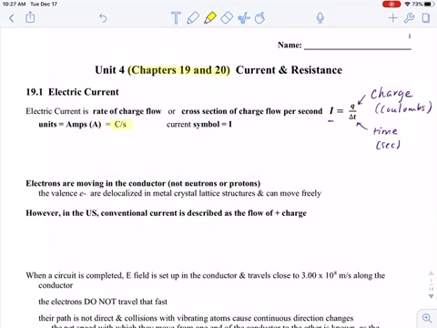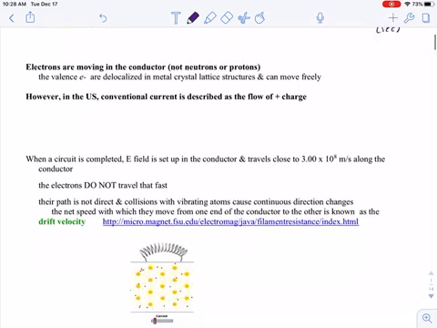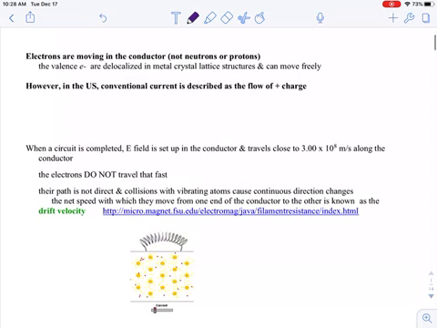Ampere was a French physicist. And the unit that we choose for coulombs per second is called an amp in the U.S. Again, the symbol for current is an I. Sometimes that can be a little confusing because people think of C for current, but it's I for current. It's important for us to remember that electrons are moving in the conductor, not the neutrons or the protons.